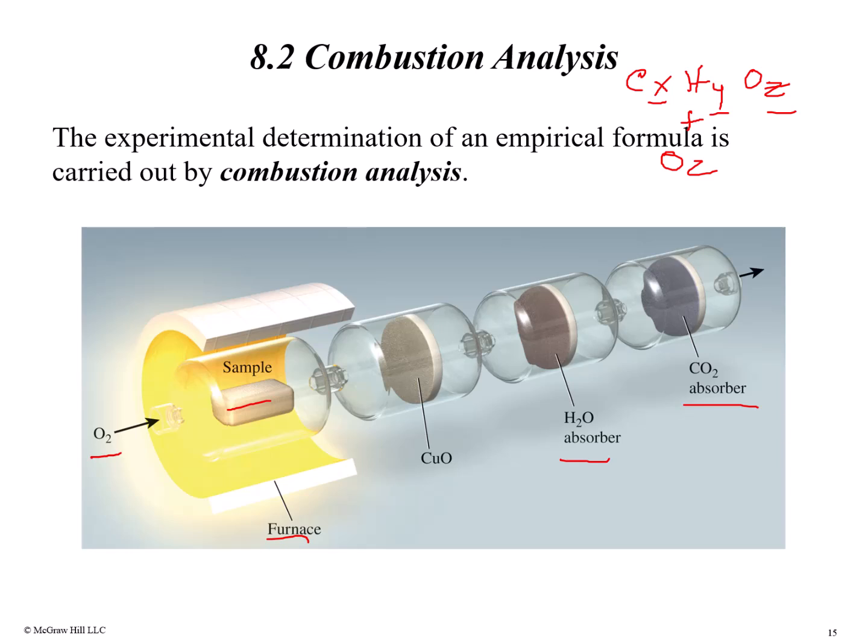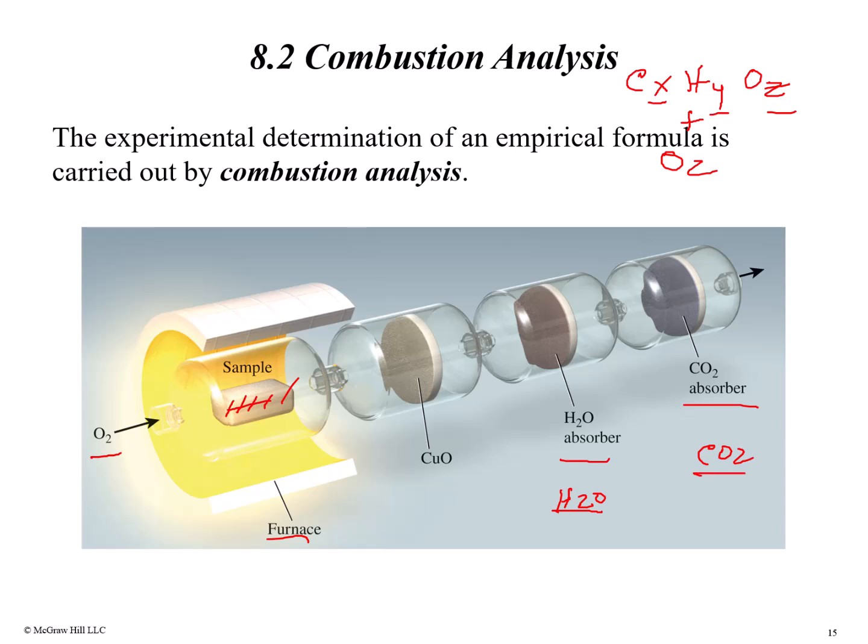So I weigh these discs before we start the process, and then I'll weigh them after the sample has completely been combusted or burned, and that'll tell me how much water I can take. The water plus the disc, subtract off the mass of the disc, and I'll know exactly how much water I collected. Same thing here. Collect the CO2 plus the disc, subtract off the mass of the disc. I know exactly how much CO2 was collected.